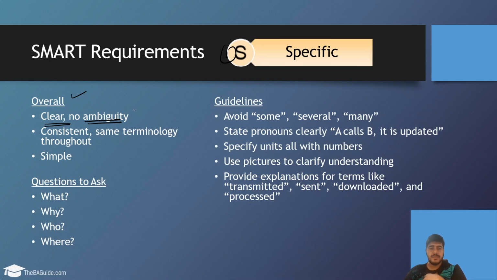Ambiguity is basically when you have written things which have two meanings or various meanings.